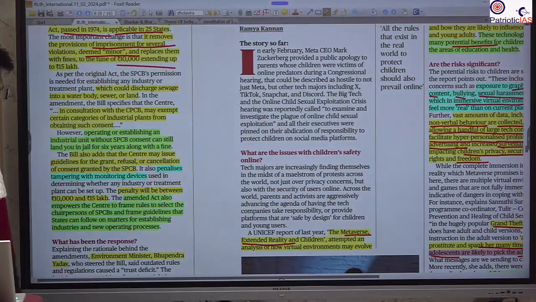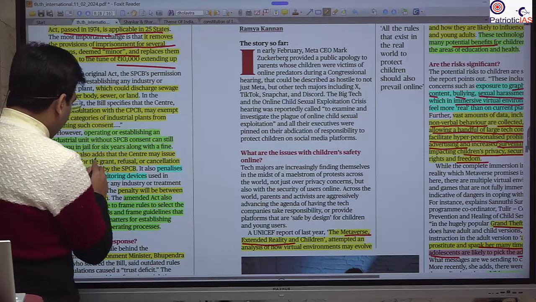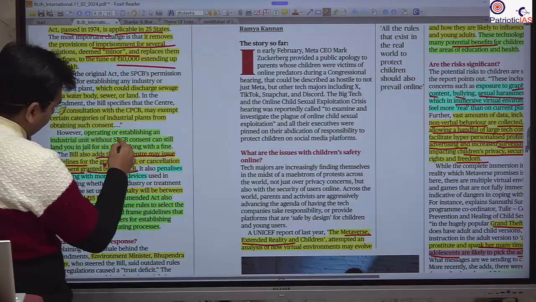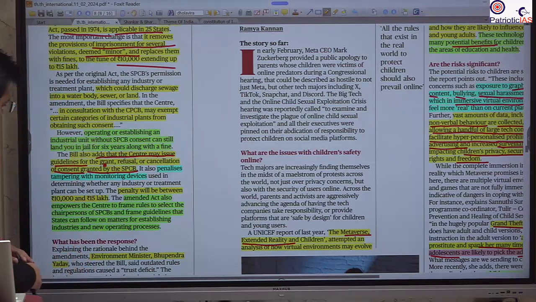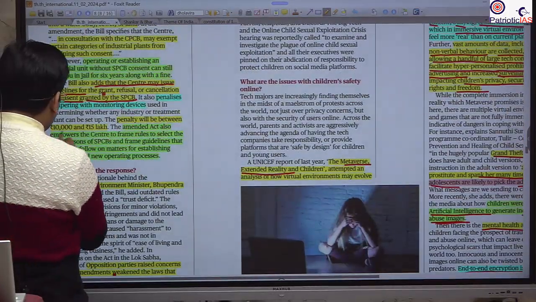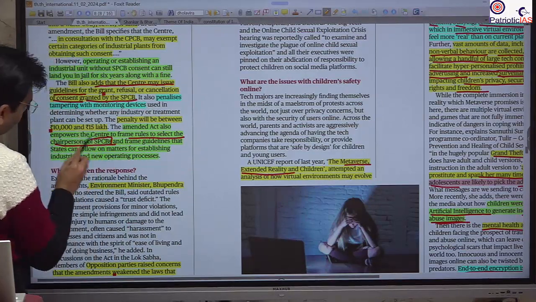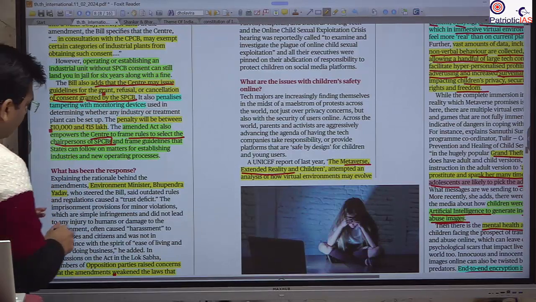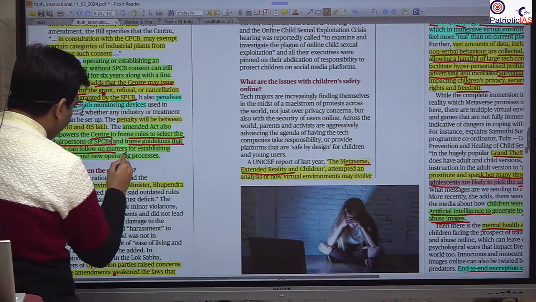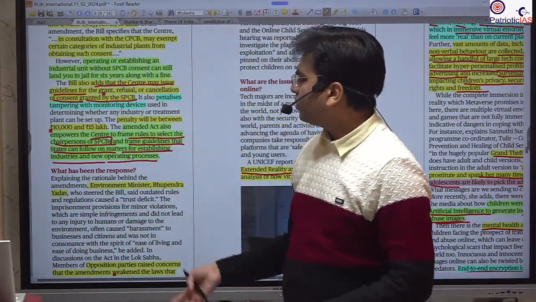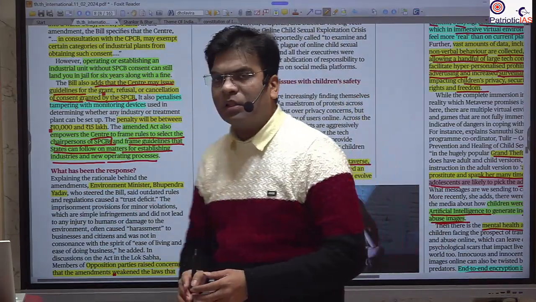Here it has been mentioned that, like the bills also add that the center may issue guidelines for the grant, refusal and cancellation of the consent granted by the SPCB. So the Central Pollution Control Board is getting more power with respect to penalties and grant of permission. Even they can override the State Pollution Control Board. The penalty will be between 10 to 15 lakh, and the Amendment Act also empowers the center to frame the rules to select the chairperson of the SPCBs. Again, there is overriding power given to the center, and it frames guidelines that states can follow on the matters of establishing industries and new operating processes. So if the states themselves give the power to the parliament to legislate the law on their subject, it is not an issue, but yes, there is overriding power.